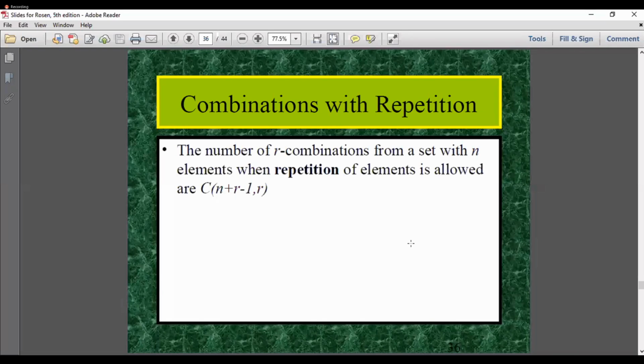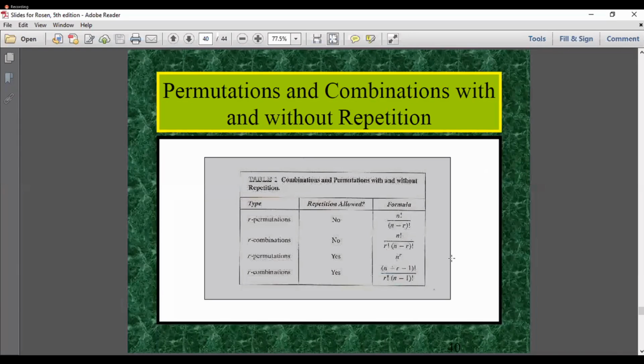So that's why I'm going directly to an example, which will help me identify which approach is applicable and where and how we can apply it. Finally, the gist of these approaches: permutation is n factorial by n minus r factorial, combination is n factorial by r factorial into n minus r factorial. For repetition, permutation is n to the power r, and for combinations with repetition, it is n plus r minus 1 C r. So these are the formulas we have.